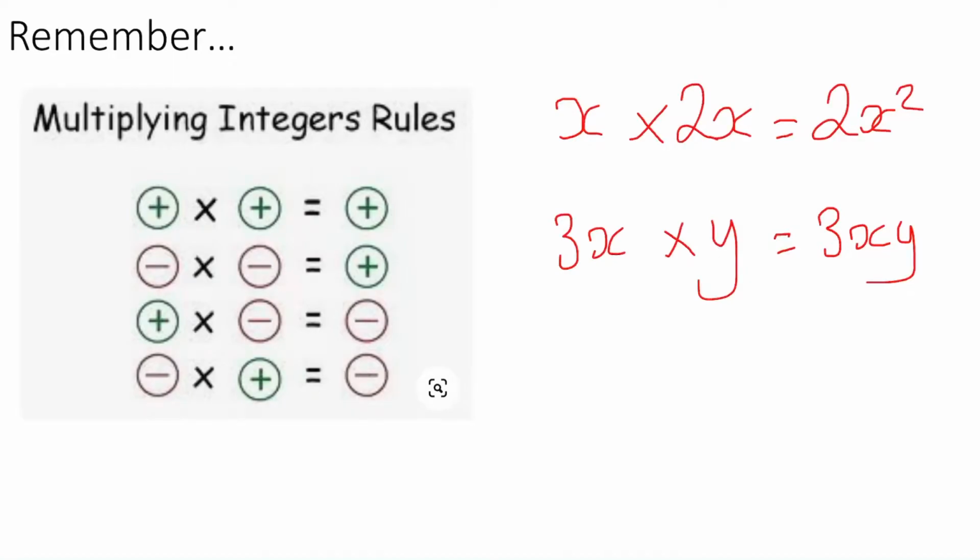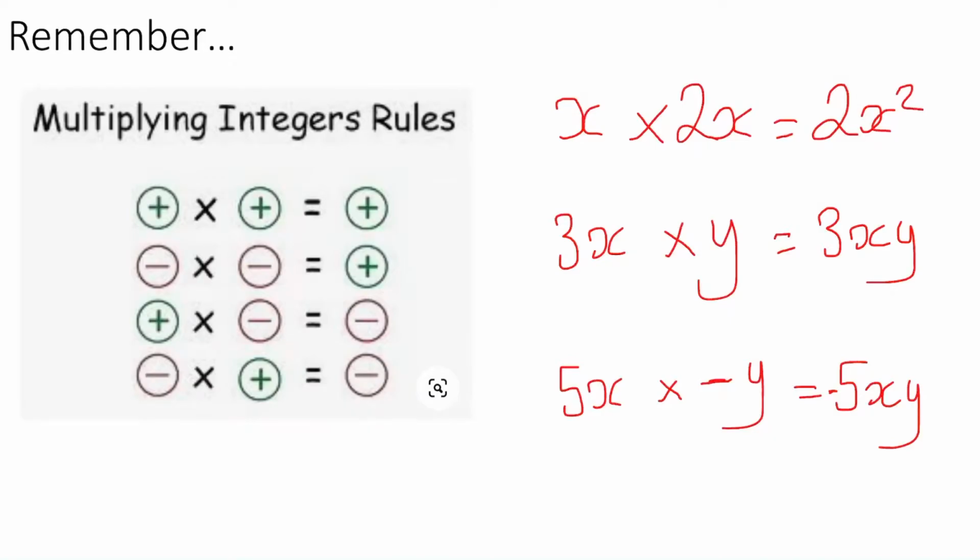If we had 5x multiplied by negative y, we now have a positive term multiplied by a negative term. Using our rules, we would get a negative term. So our final answer would be 5xy, but it'd be negative 5xy.